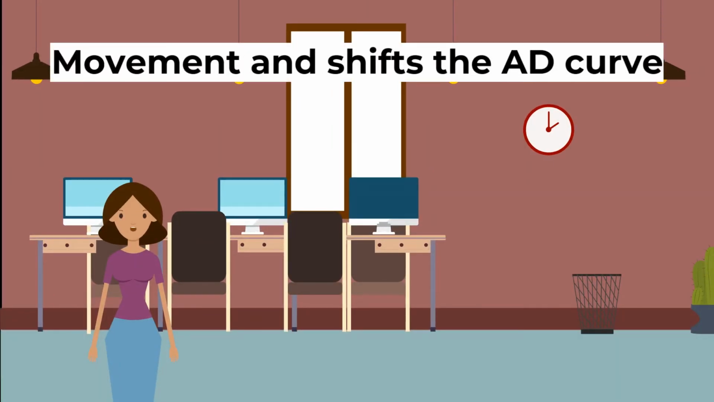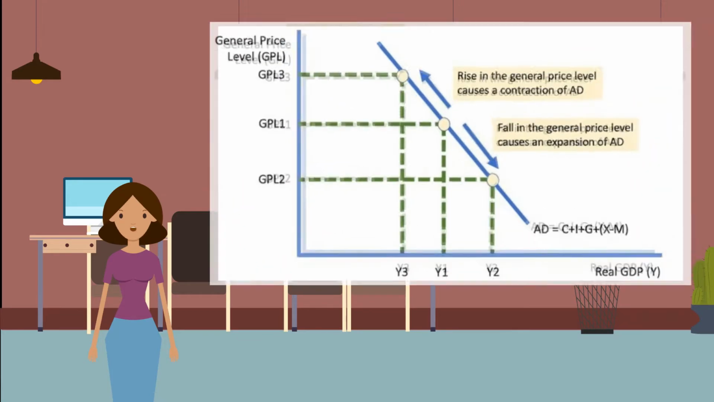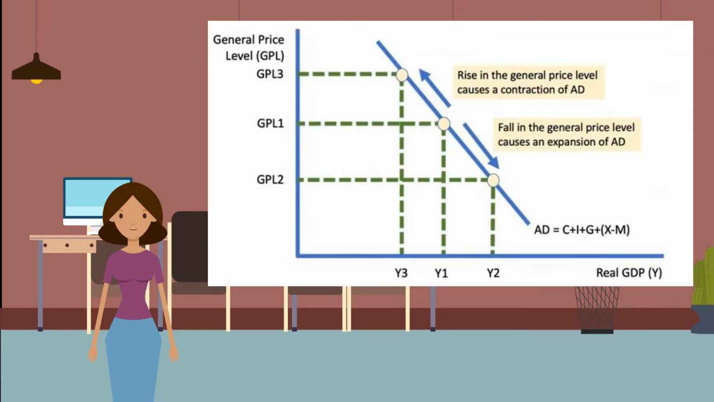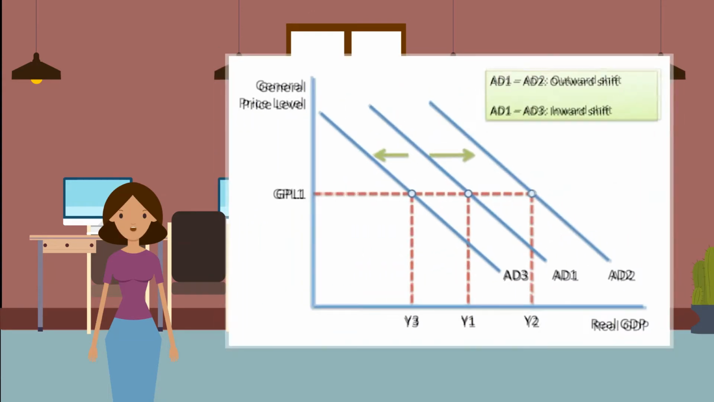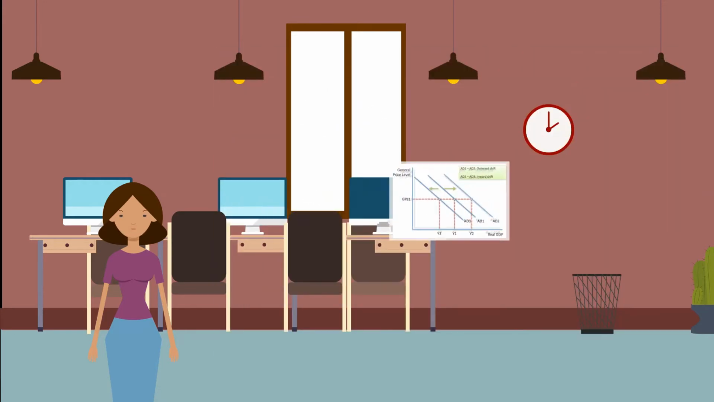Next, movements and shifts along the AD curve. Like with demand, there can be movements along the AD curve or there can be shifts. A movement along the AD curve is caused by a change in prices, caused by inflation or deflation. A shift of the AD curve is caused by a change in any other variable. Again, as with demand, a shift to the right represents an increase in AD and a shift to the left represents a fall in AD.